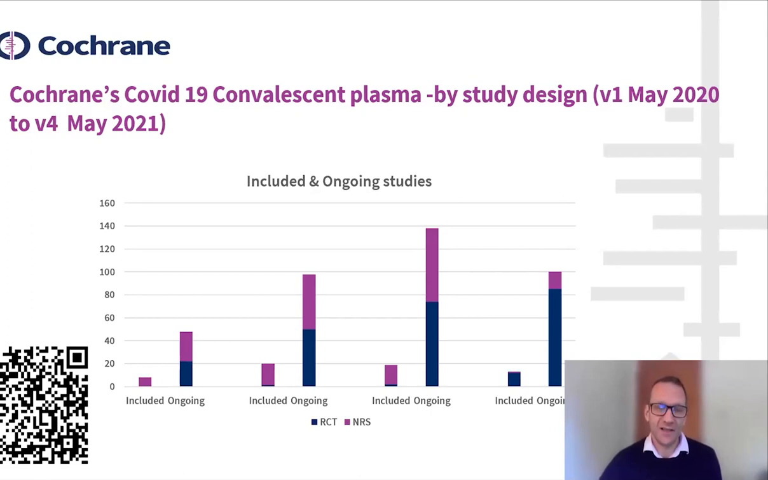The eligibility criteria of the review also changed over the course of those four versions. And that also explains why the number of non-randomized studies which were included initially were eventually displaced by randomized trials as they reached endpoint.